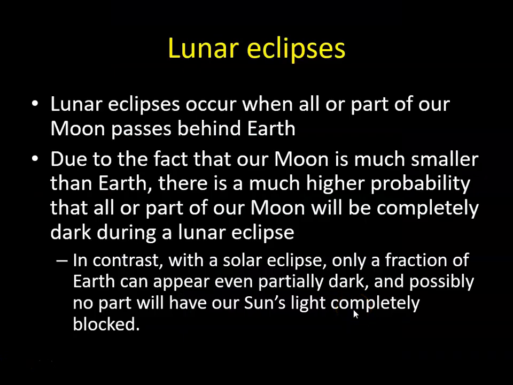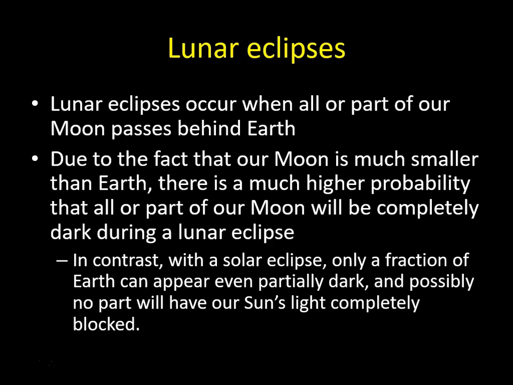Now, what about lunar eclipses? Lunar eclipses occur when all or part of our moon passes through Earth's shadow. Solar eclipses occur when our moon's shadow falls on part of Earth. It can never fall on all of Earth because our moon is too small and its shadow is too small. But Earth is big enough that all of our moon can pass through Earth's shadow, and when that happens, you get a total lunar eclipse.